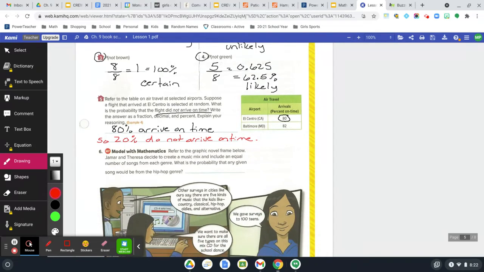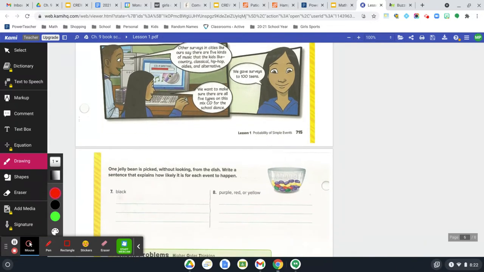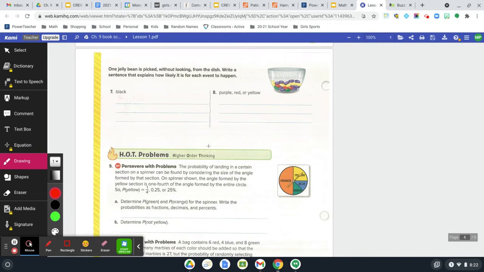So let's go. And this is going to be on page 716 at the top. We're going to look at number 7 and number 8 here in the bowl of jelly beans. So it says 1 jelly bean is picked without looking from the dish. Write a sentence that explains how likely it is for each event to happen. So it's going to ask you about the probability of getting a black jelly bean in number 7. It's going to ask you in number 8 the probability of getting purple, red, or yellow.